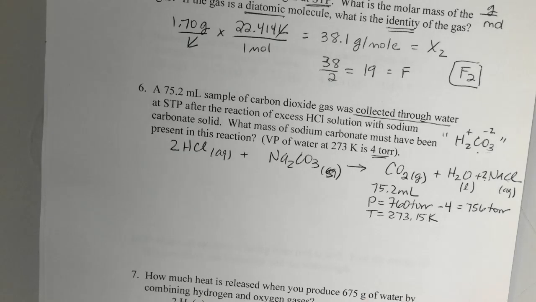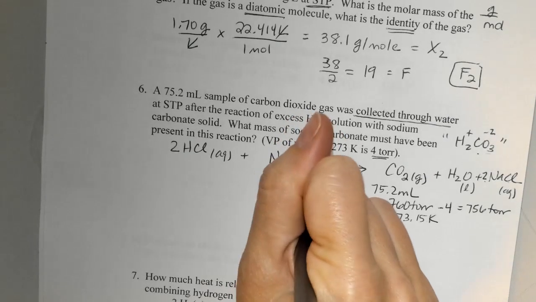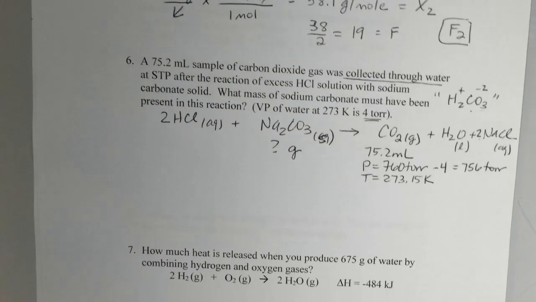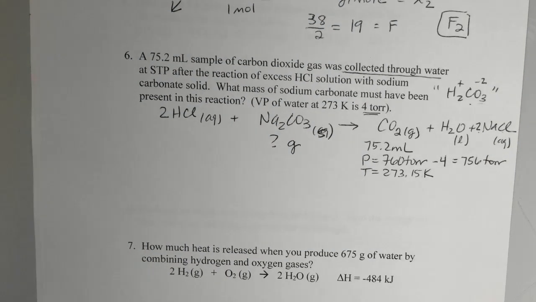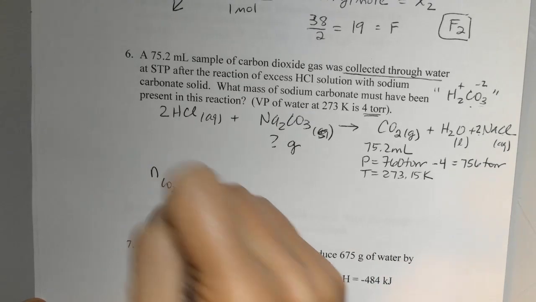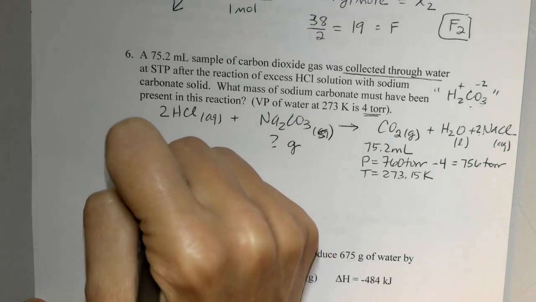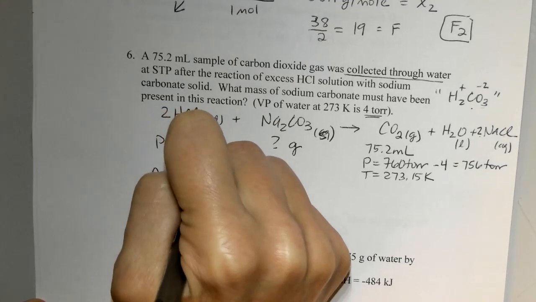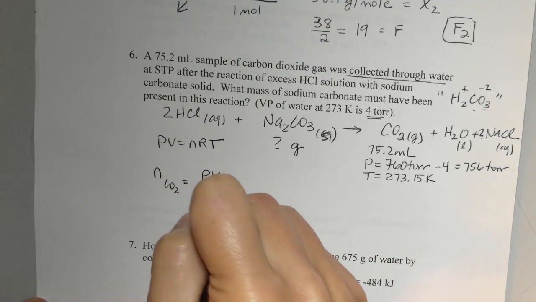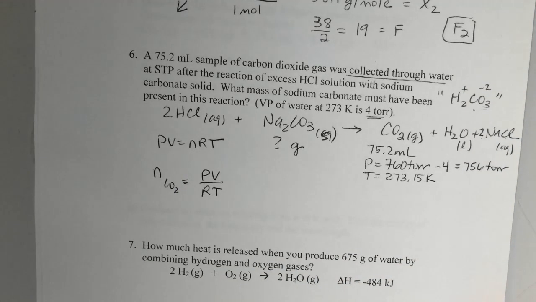What I'm looking to figure out here is the mass of the sodium carbonate that would have been present to produce that volume of CO2. So since we're going to be doing stoichiometry, we know we have to go through PIV-NERT. So the first thing we're going to do is find our moles of CO2. And moles coming from PV equals nRT. Solving for n, we would take both sides and divide by RT, so PV divided by RT.